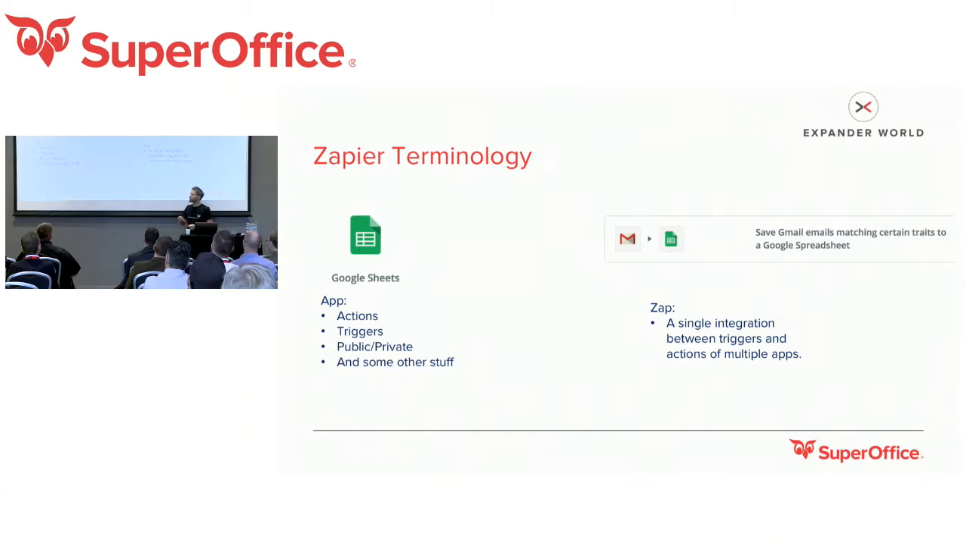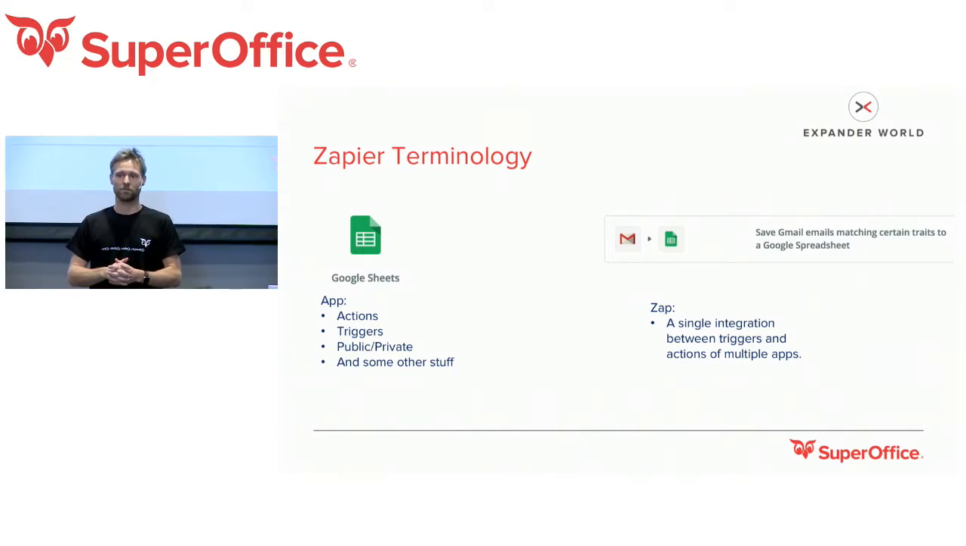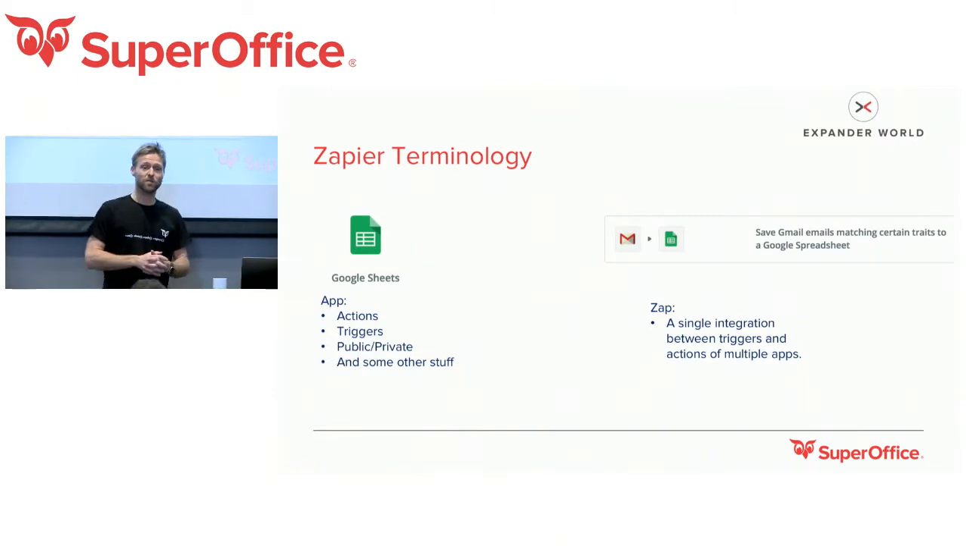These guys are so cool. A Zap is basically setting up a specific integration. And you do that by connecting apps, two or more. So I'm going to go ahead. I'm going to create an app. And then I'm going to use that app to create a Zap. Are you guys on board?